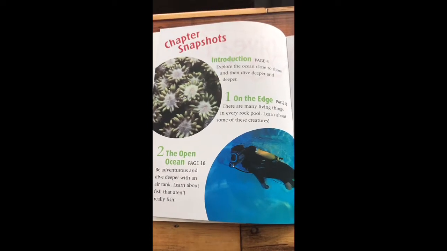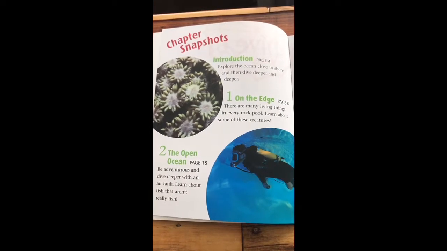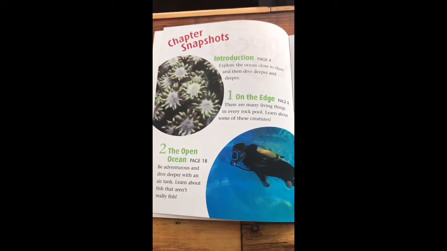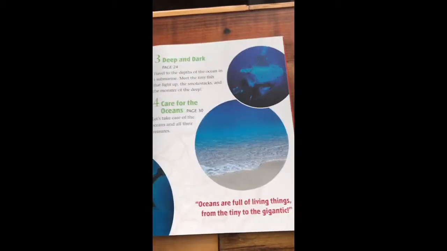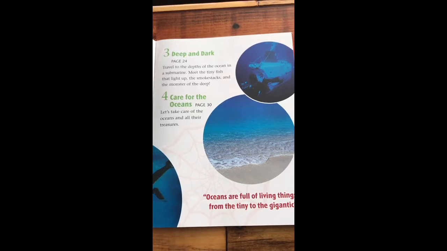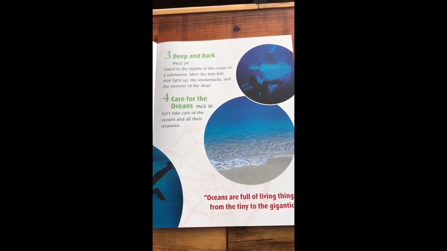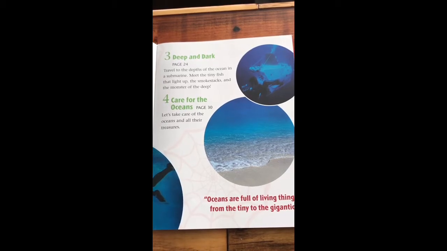Chapter 2. The Open Ocean, page 18. Be adventurous and dive deeper with an air tank. Learn about fish that aren't really fish. Chapter 3. Deep and Dark. Travel to the depths of the ocean in a submarine. Meet the tiny fish that light up the smokestacks and the monster of the deep.